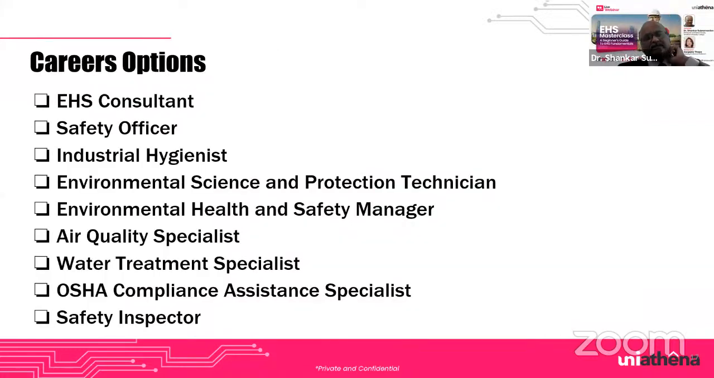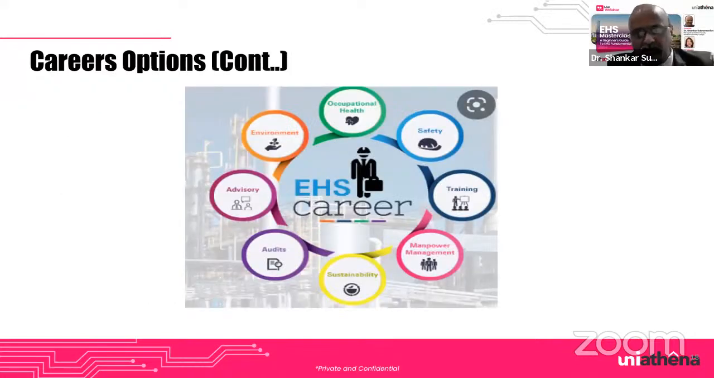Career options, as I said: you can be a consultant, a safety officer, an industrial hygienist, or an environmental science and protection technician. So in different industries and different areas, you have these designations and people required. Environmental health and safety manager, air quality specialist, water treatment specialist, OSHA compliance assistant specialist, safety inspectors, auditors, and many more. Health and safety audit is a very high paying job.